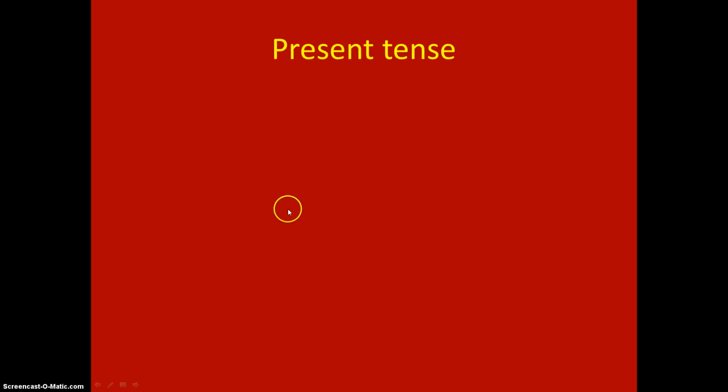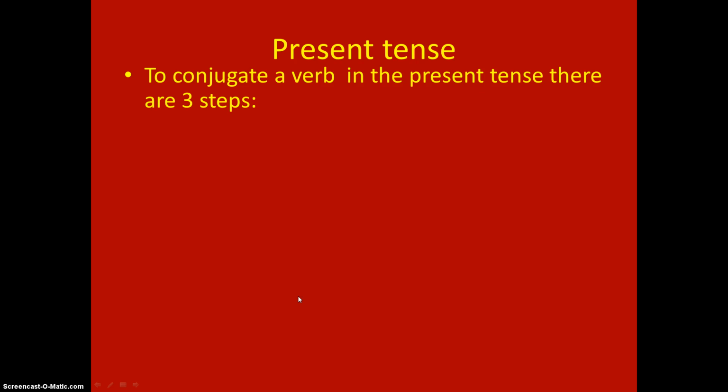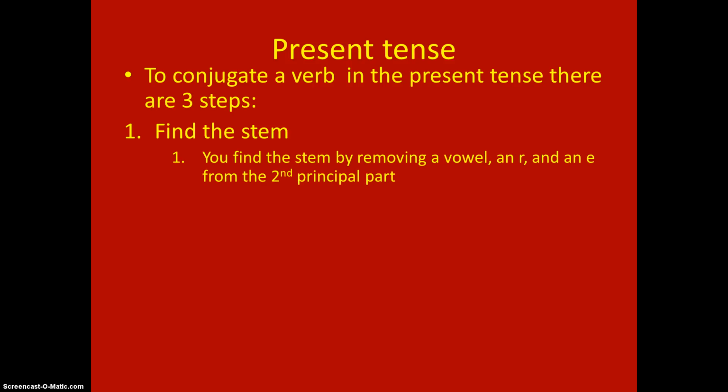So let's look at our tenses. First is present tense. To conjugate a verb in the present tense, there are three steps. First, you find the stem. You do that by removing a vowel, an R, and an E from the second principal part. Your second principal part will always end in ARE, long ERE, short ERE, or IRE. Those are the only possibilities.